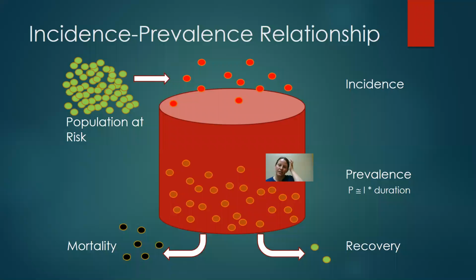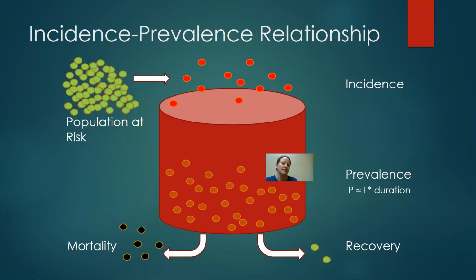So here's another way, this is how I think of it, which is the same idea, but maybe a little bit more complicated. So first, starting with that population at risk, those are the green dots at the left-hand top of the screen. So among those people who are at risk of the disease, some number of them, those red dots, will develop the disease in a given time period. Let's say this is a year. So those are the incident cases of disease for that year.